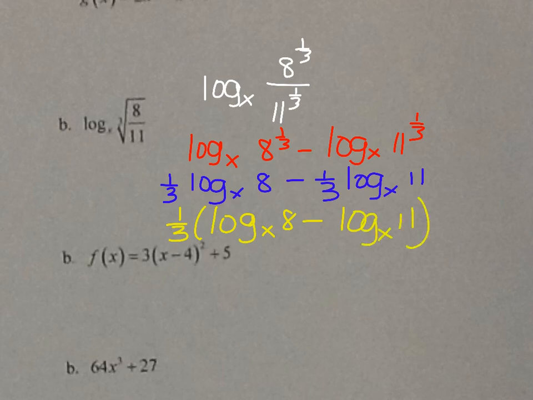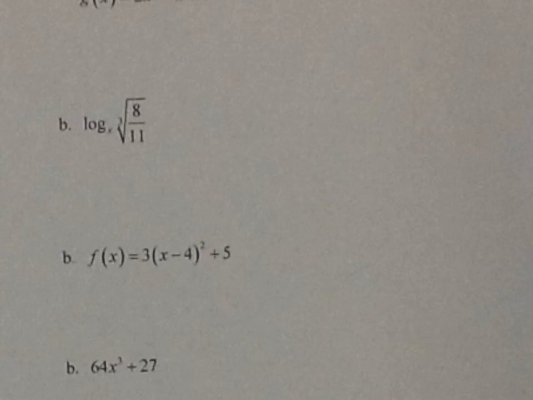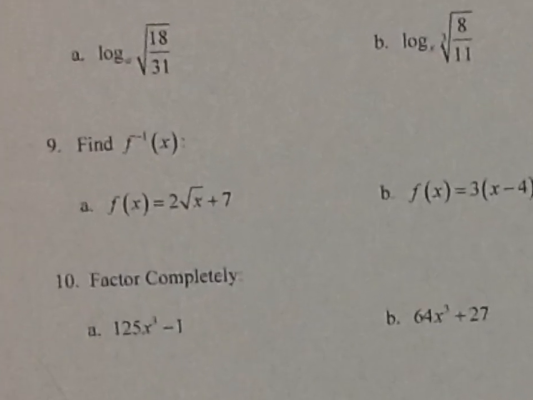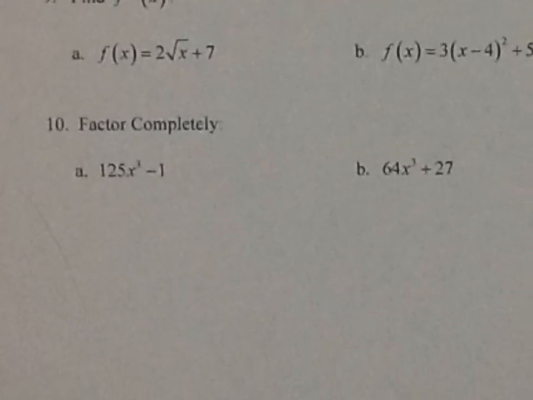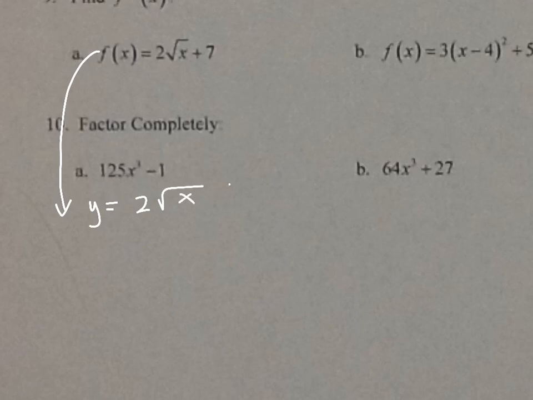All right, so let's take a look at number 9. Okay, so this is inverse. Remember, this is the inverse symbol. Inverse means to switch X and Y. All right, so I'm going to go down here on the bottom. So I switch X and Y. So remember, this is Y equals 2 the square root of X plus 7. So I'm switching X and Y. All right, so we want to solve for Y.